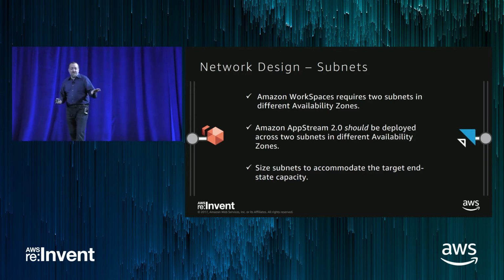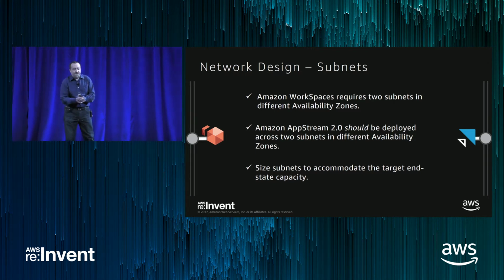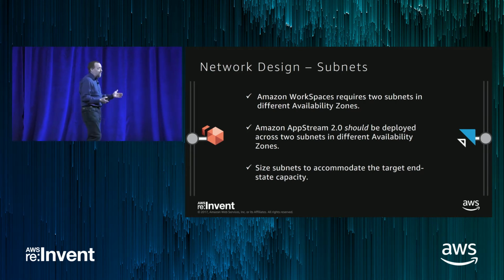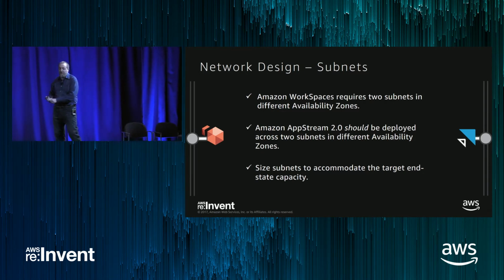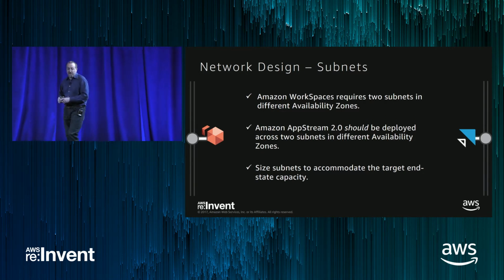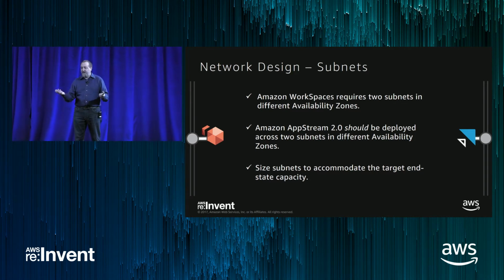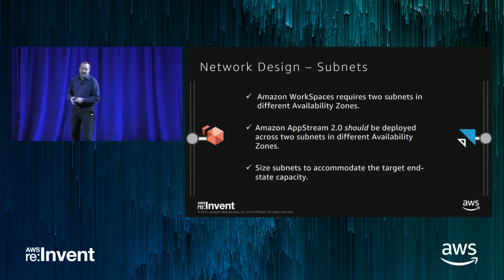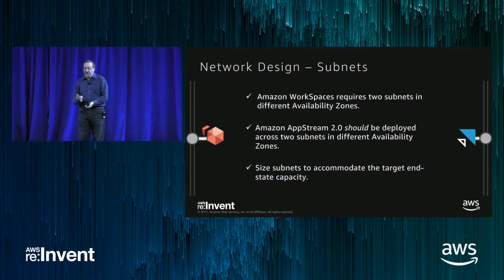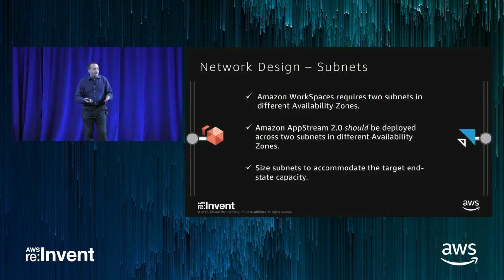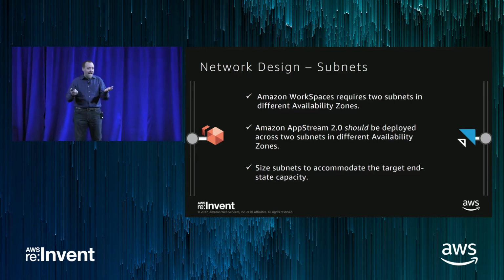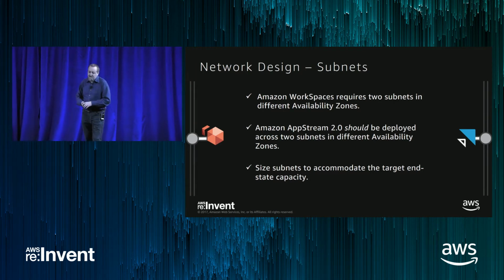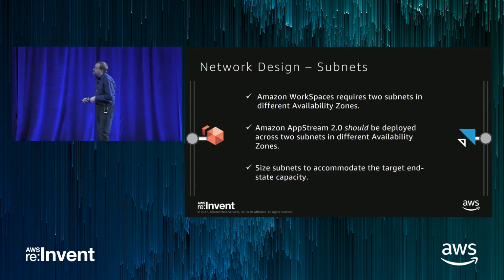So Amazon WorkSpaces always requires 2 subnets in different availability zones. And now AppStream 2.0 will allow you to deploy in a single availability zone, but for better architectural principles, we would always recommend still go ahead and split those workloads across 2 subnets and different AZs. And then size your subnets to accommodate that target end state capacity. It's going to take some whiteboarding with your network engineering. If you have plenty of IP space available, maybe you start with a bigger block. If you grow beyond the boundaries of your original VPC, you might need to add a new range, and we do support adding additional CIDR blocks to VPCs.